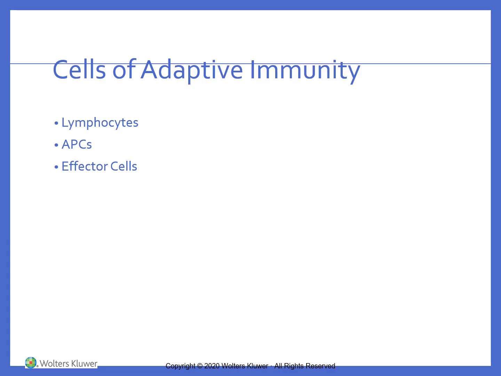So again, here are the cells of the adaptive immunity. We talked about lymphocytes a little bit already. We'll say a few more things about them. So those B and T lymphocytes. The APCs are the antigen producing cells. And then we also have some effector cells.